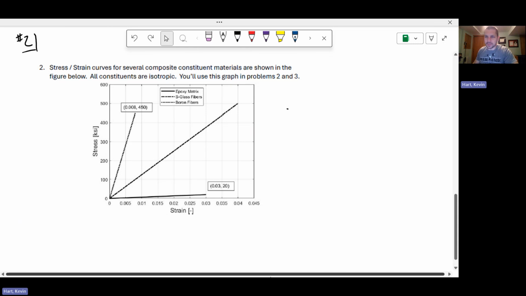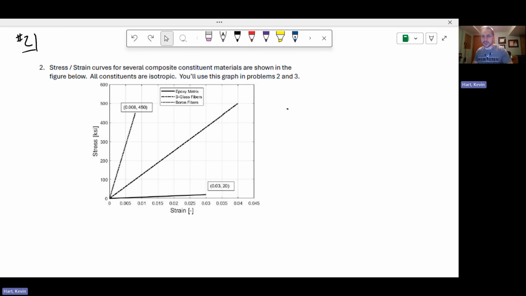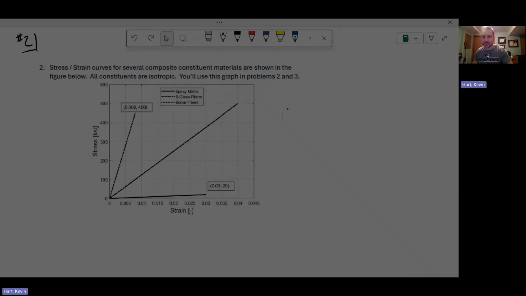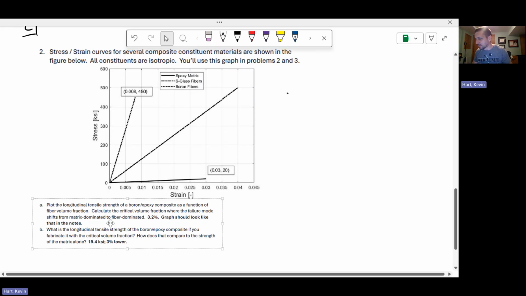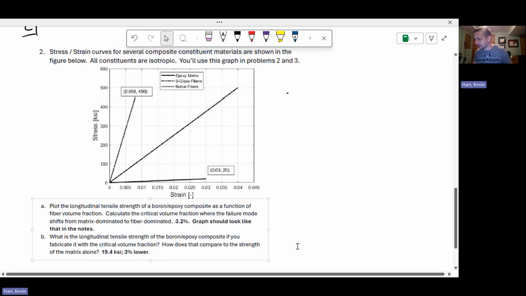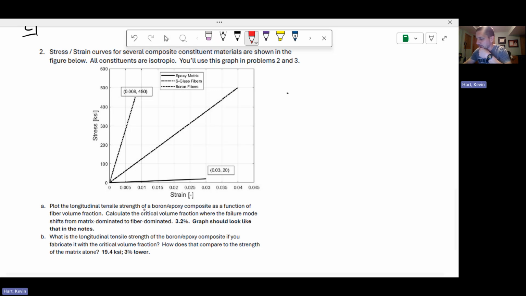Okay, so that's what's given. Let's see what the questions are about this. Here it says plot the longitudinal tensile strength. Let's bring it in here. So this is what we're trying to find for this particular problem. Plot longitudinal tensile strength of a boron epoxy composite as a function of fiber volume fraction.